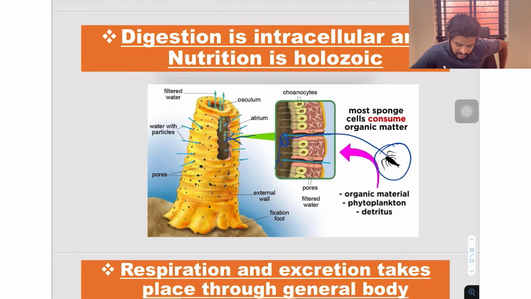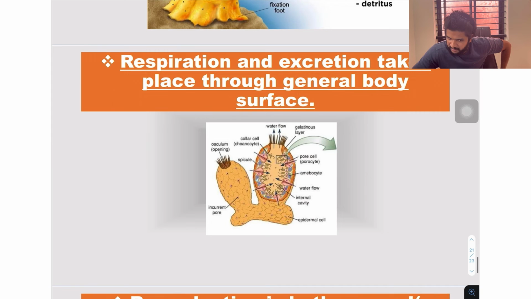The complete organism is ingested by the organism. Hence, there are no specific organs for digestion. It is just a simple digestion system with intracellular type of digestion, and nutrition is holozoic. There are no special excretory and respiratory systems, and everything takes place by the general body surface.